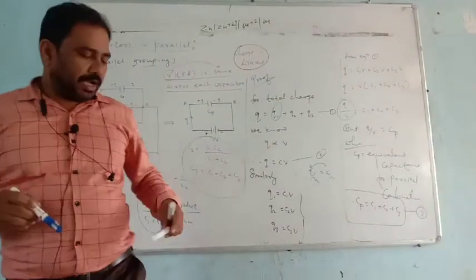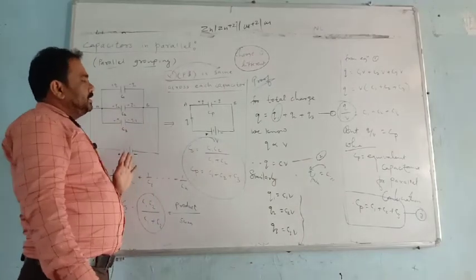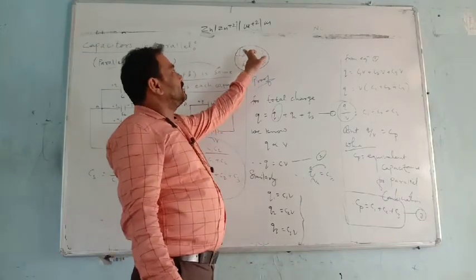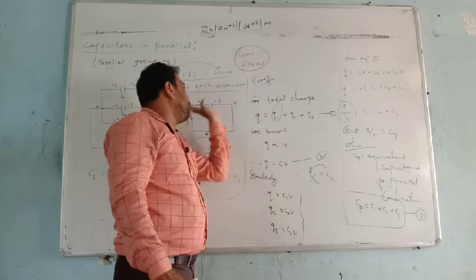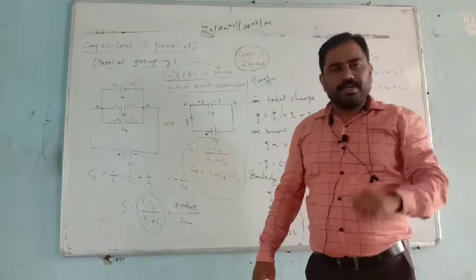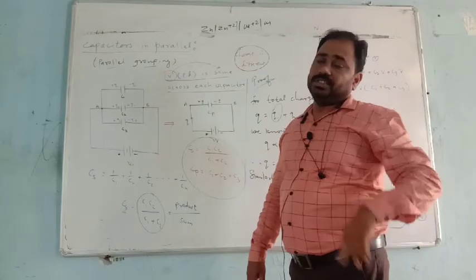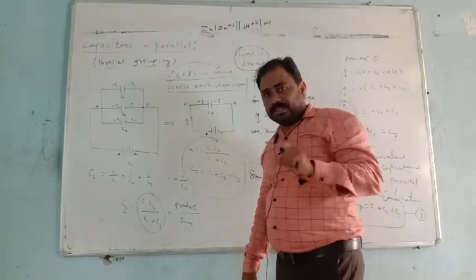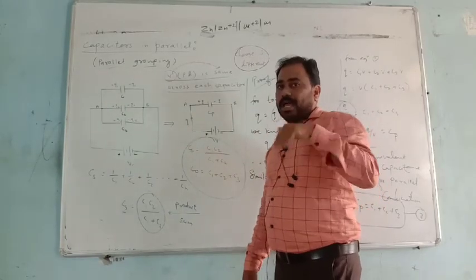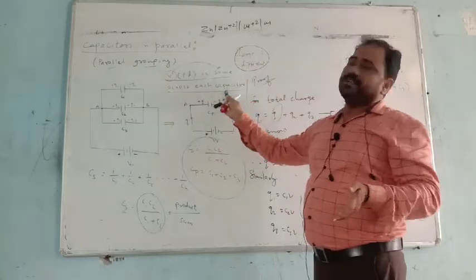In this case, capacitors are either in series or in parallel. If they are in series, then the charge is the same, but if they are in parallel, then the charge is different. This is the difference between series combination and parallel combination. In series combination, charge is the same but potential difference is different, and in parallel combination, charge is different but potential difference is the same.